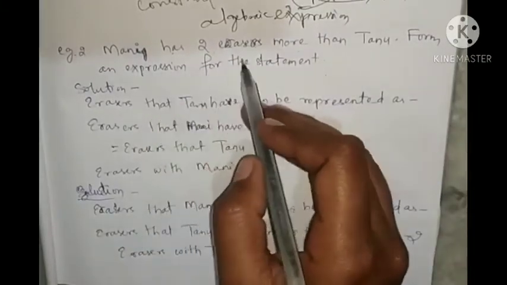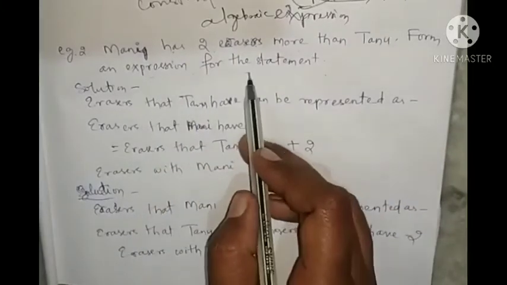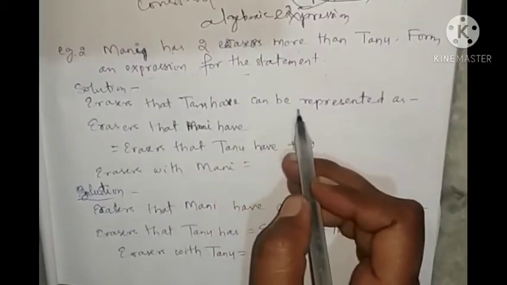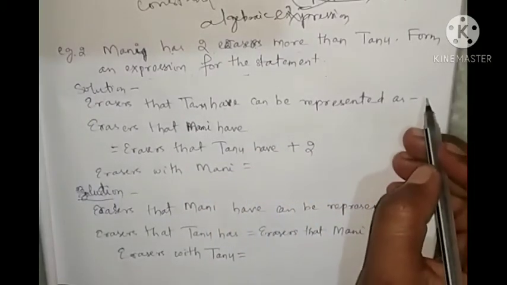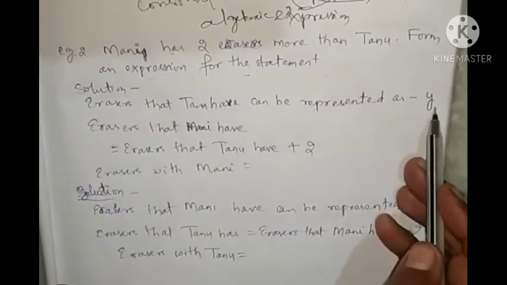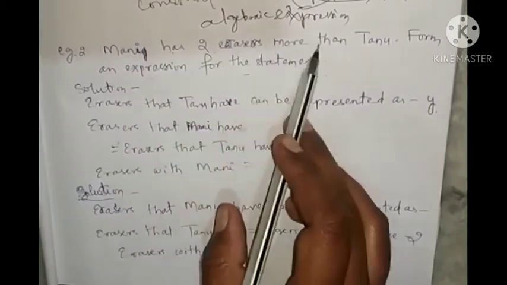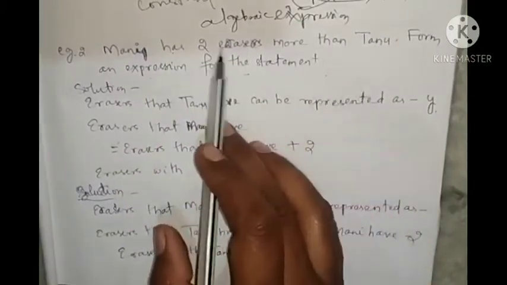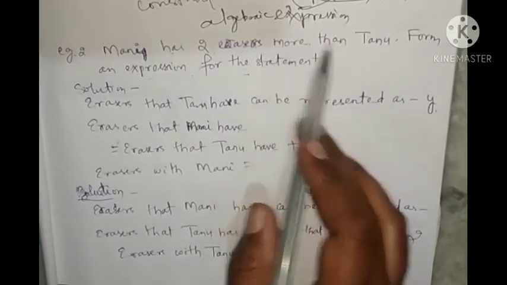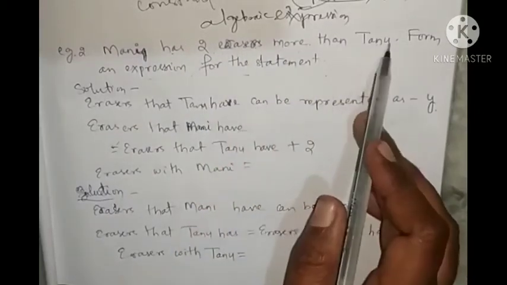So Mani has 2 erasers more than Tanu. We have to form an expression. So the solution is: the erasers that Tanu has can be represented as, let's take y. So Tanu has y number of erasers. Erasers that Mani has are 2 more than Tanu. How many more? 2 more. 2 erasers more means what are you doing? We are adding 2 more here.